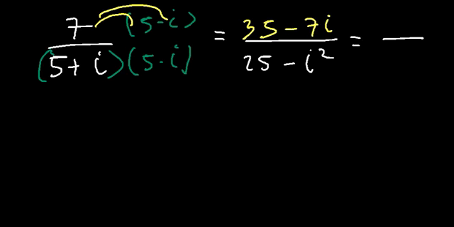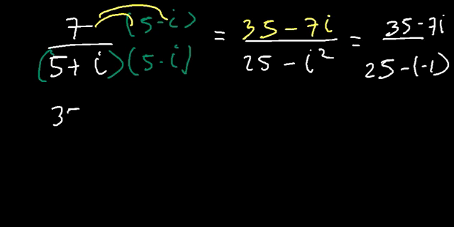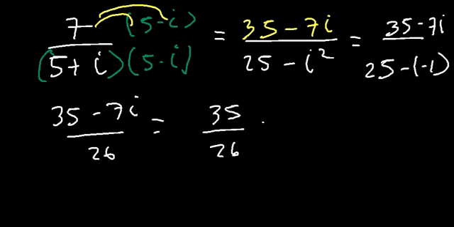On the bottom, we could replace the negative i squared with positive 1. It's negative times negative 1. So that becomes positive 1. 25 plus 1 is 26. So we now have this. And then just separate it into 2 fractions. So 35 over 26 minus 7 over 26 times i.